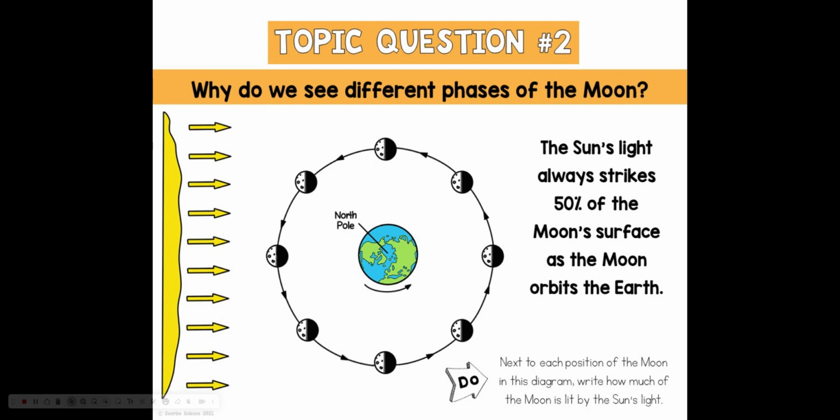What we're going to do right now is pause and write down how much the moon is lit up by the sunlight.